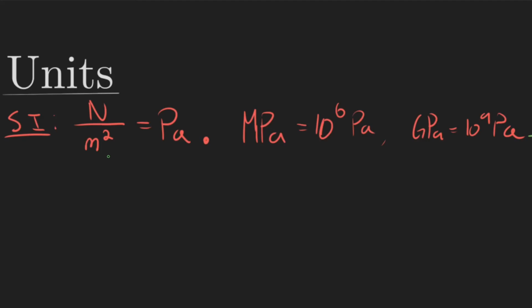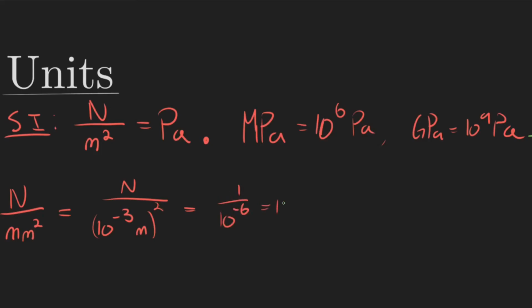So usually what you'll have is newtons per millimeter squared. If you think about this, a millimeter is 10 to the minus 3, 1/1000th of a meter. So this is 10 to the minus 3 meters squared. And then we have newtons here. If we have a 1 over 10 to the minus 3 squared, that's the same as 1 over 10 to the minus 6, which is 10 to the positive 6.